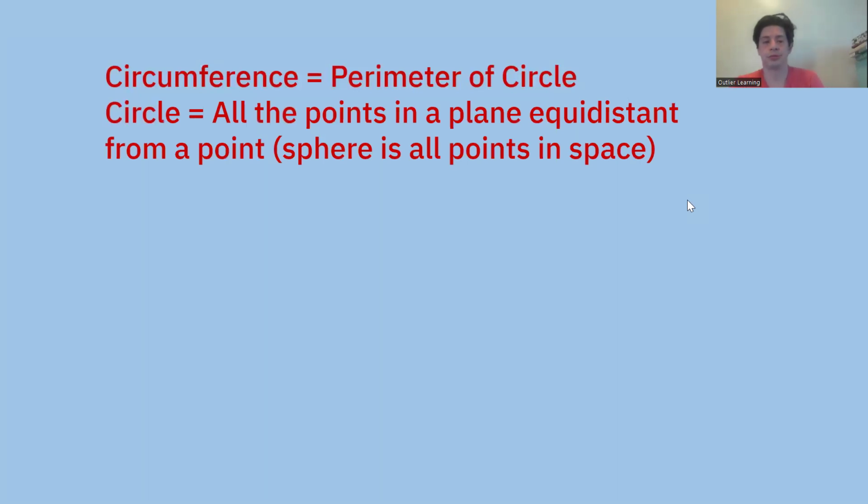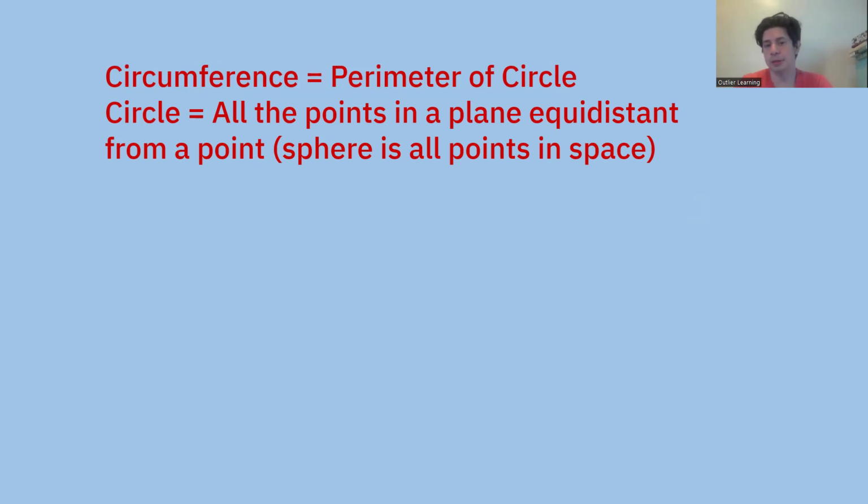So circumference, right, is the perimeter of a circle. It's how far around you go in a circle, just like there's a perimeter of a rectangle or a square. And then there is, what is a circle, right? A basic question. We all know what it looks like, but if you were asked to define it, what would it be? And the technical definition is all the points in a plane equidistant, which means at the same distance from a point, which is the center.